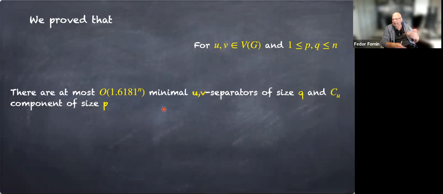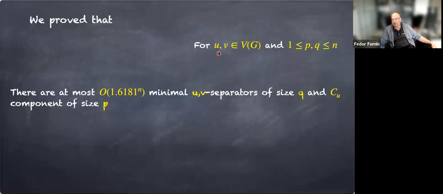Yes, but again, you're right. When you look at the formula, it's not entirely clear why for this P and Q this should be the maximum of the formula. But please trust me here. This is okay. So what we showed is that there are at most this number of minimal UV separators of size Q, and components of size P.